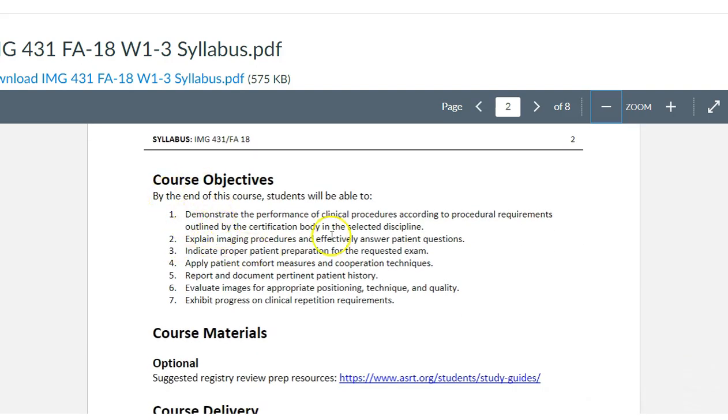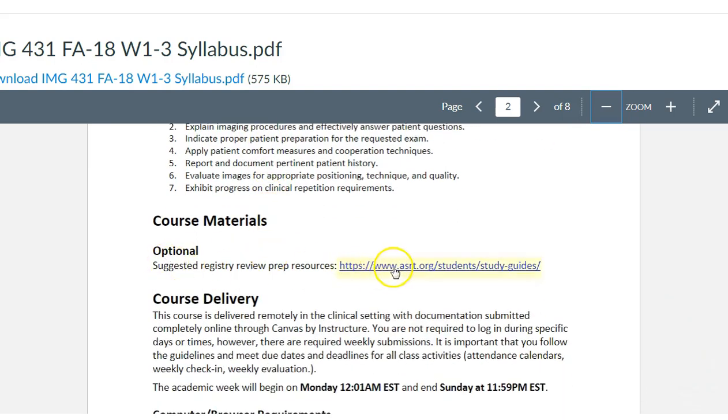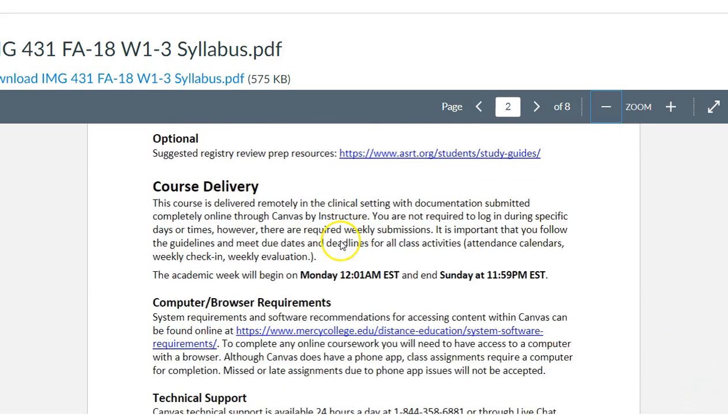Course objectives by the end of the semester, some additional registry prep types of information. So again, please explore that either here on this link or via the course homepage.